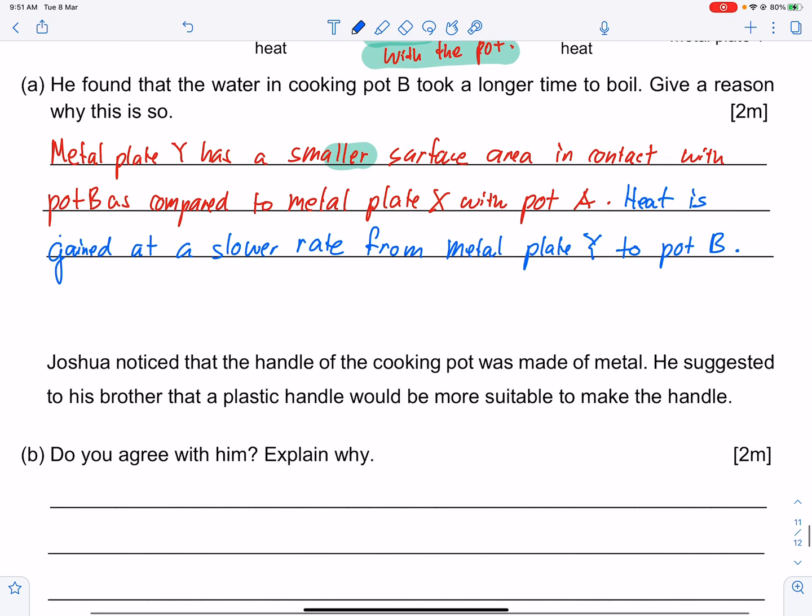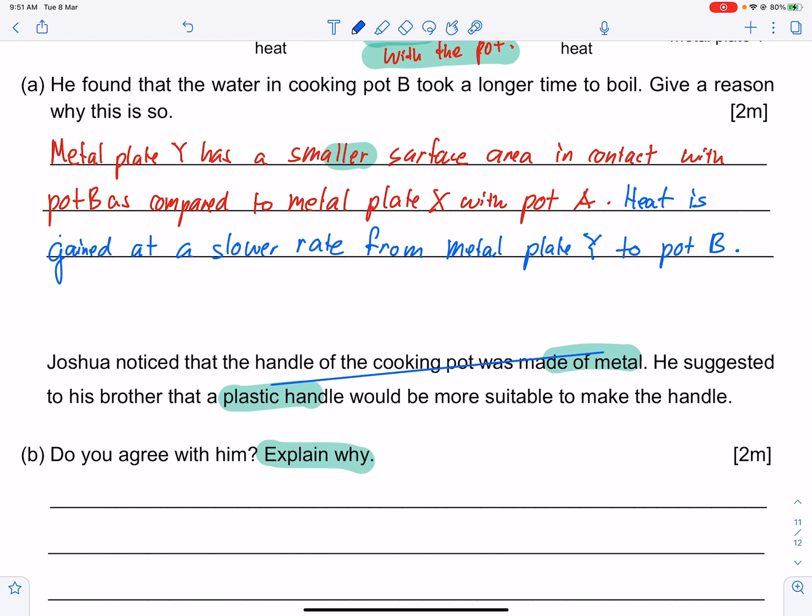Okay, next question. Joshua noticed that the handle of the cooking pot was made of metal. He suggested to his brother that a plastic handle would be more suitable to make the handle. Do you agree with him? Explain why. So what is the question asking you is basically to contrast between these two materials, right?